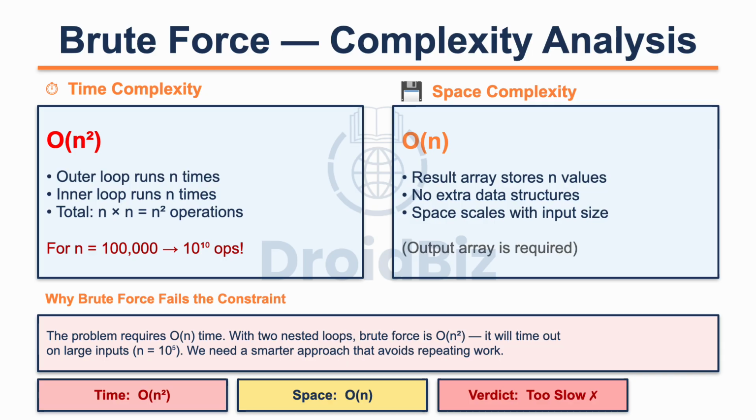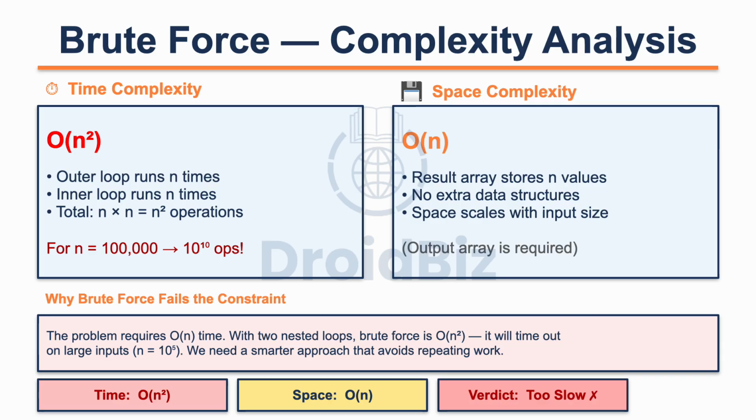Now for space complexity. We create a result array of size n to store our answers. We don't use any other data structures. So space complexity is big O of n. This is acceptable since the output array is required by the problem.